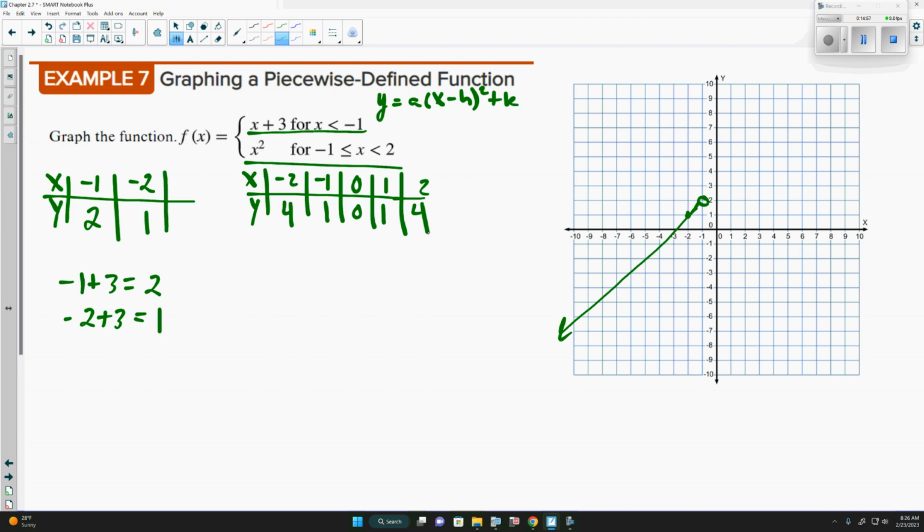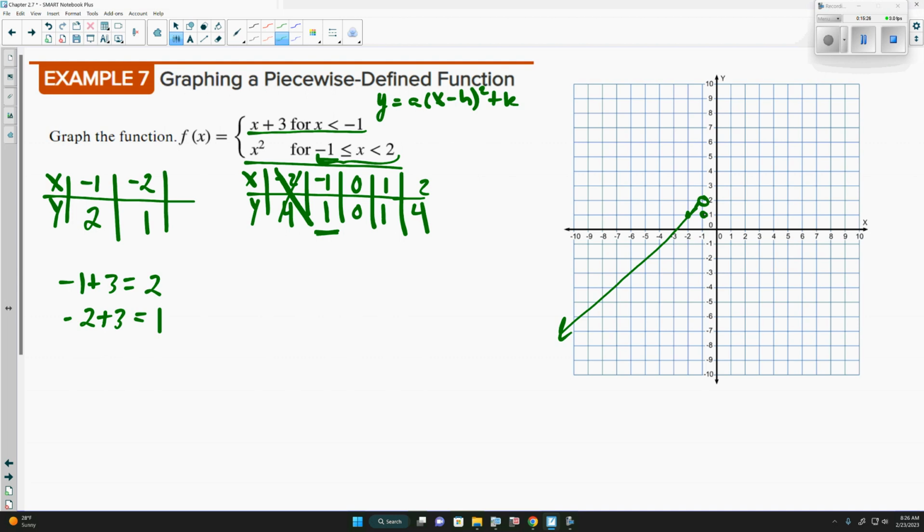What is our x restricted to? -1 to 2. So this one here technically is not a part of our solution because -2 is less than -1. We wouldn't use the quadratic. We would actually use the other function. Yes? So here we'd really start at this point here because it is the first one that's included. So -1, 1. And that'd be our point.